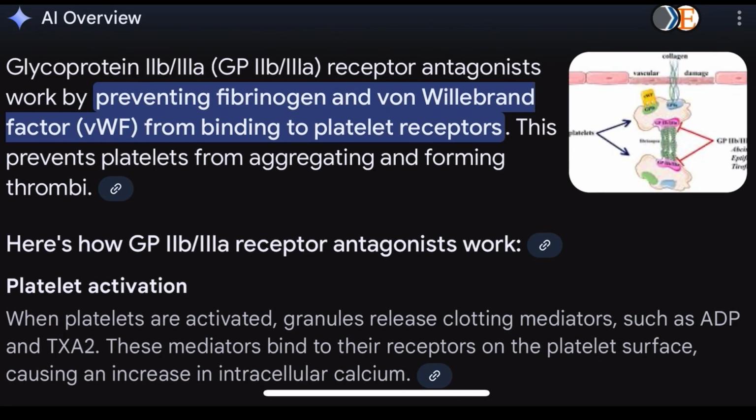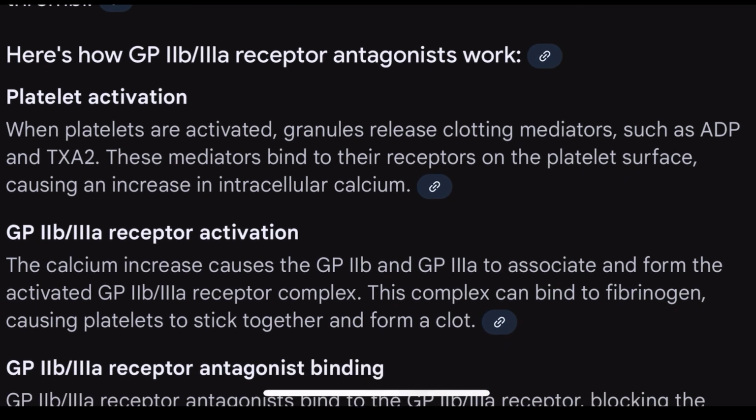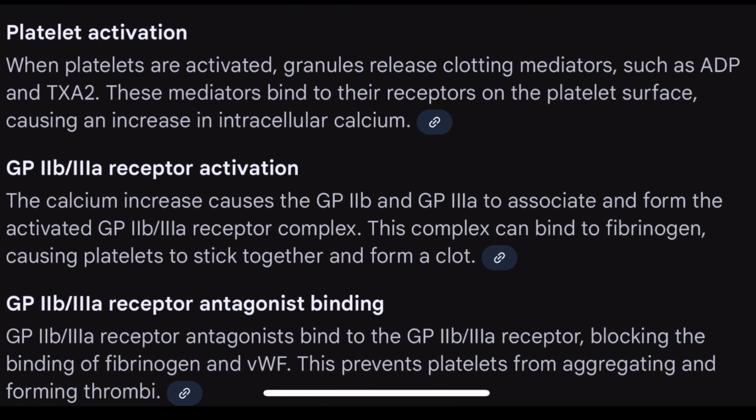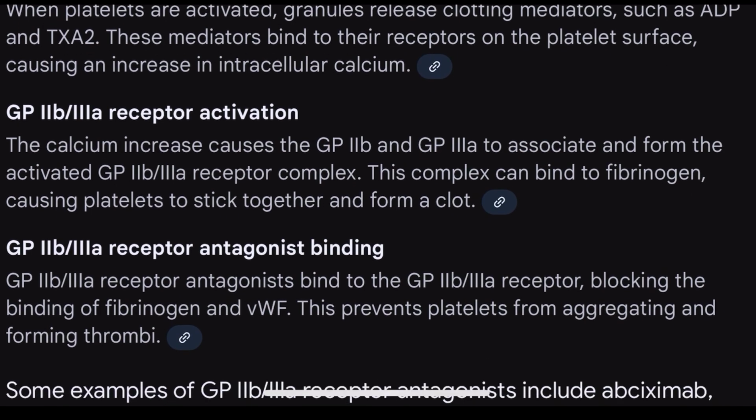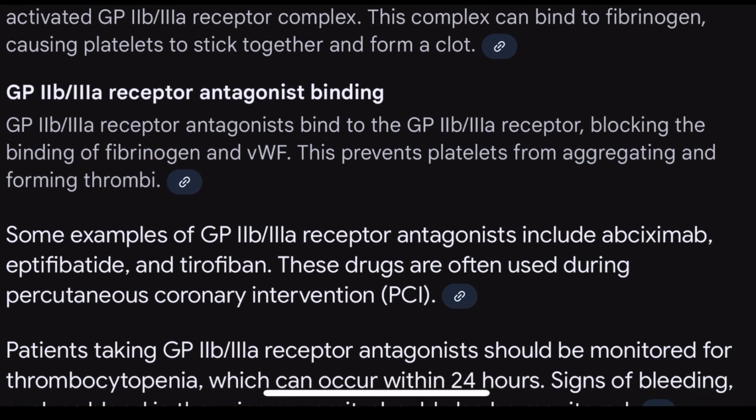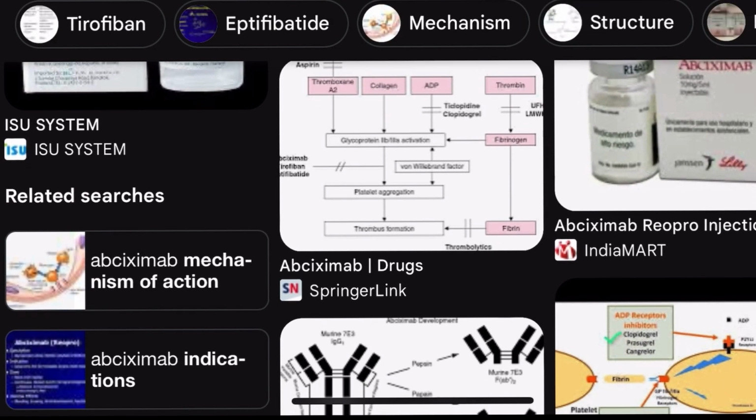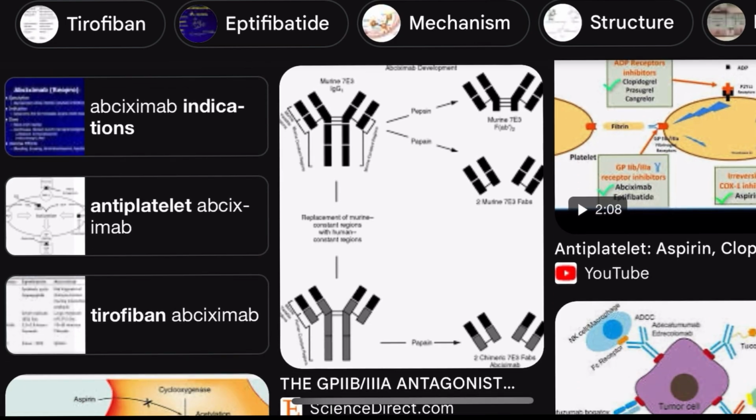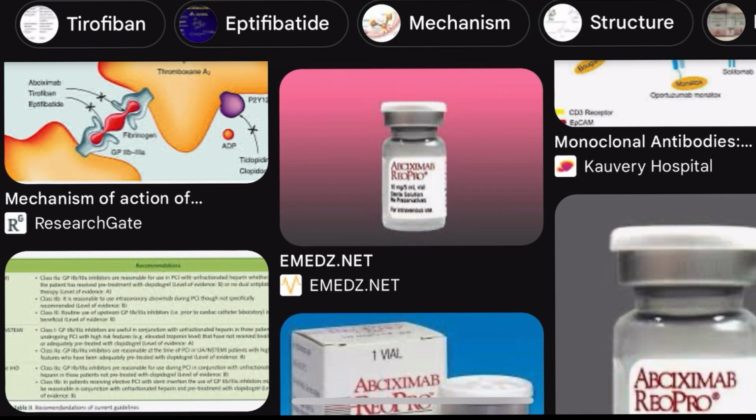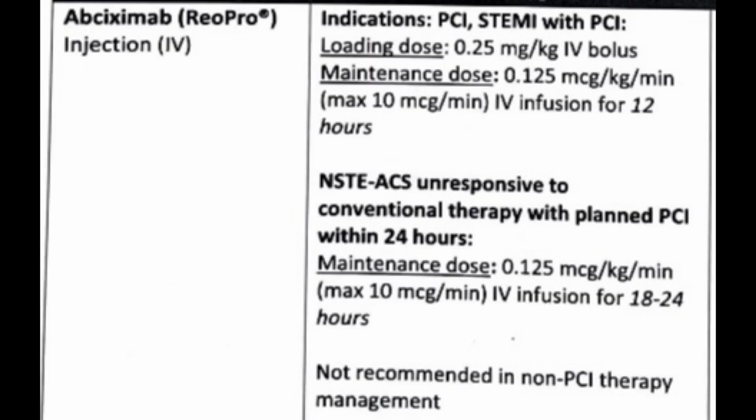Next, we have glycoprotein 2B3A receptor antagonists. They bind to the receptor, which prevents fibrinogen, von Willebrand factor, and vitronectin from binding to this 2B3A receptor. There's abciximab, ReoPro. It's 2.5 milligrams per kilogram IV bolus, and then 0.125 micrograms per kilogram per minute for 12 hours, with a max of 10 micrograms per minute.